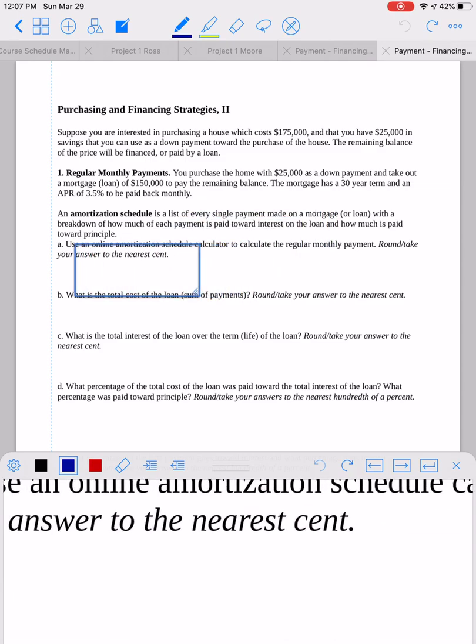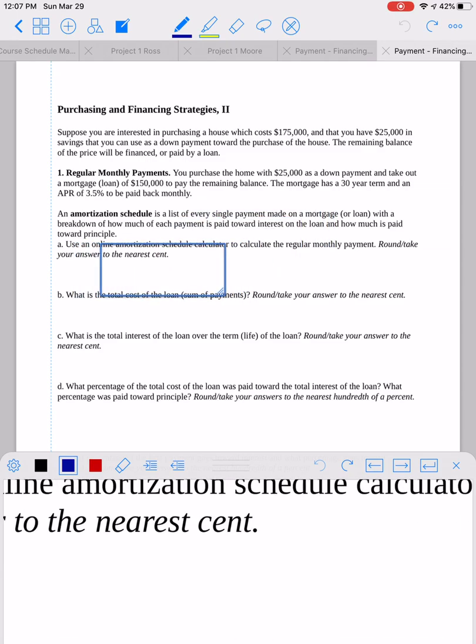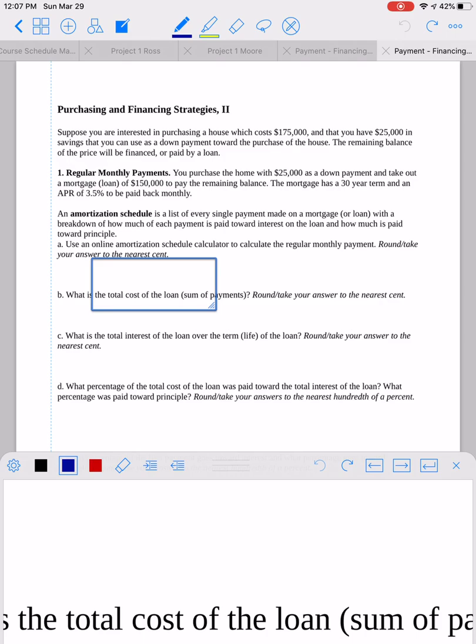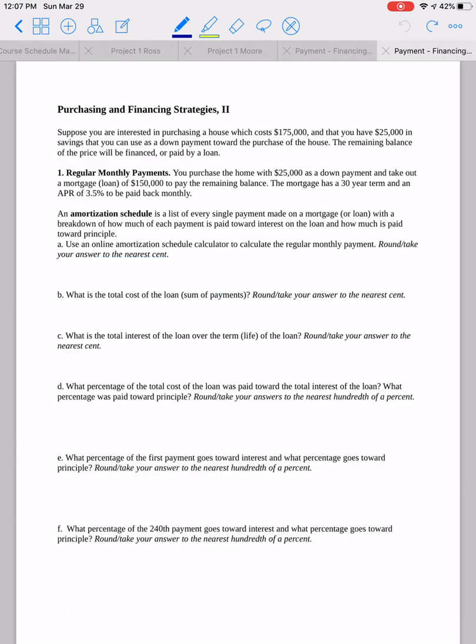Okay, so to get started, Part A asks us to use an online amortization schedule to calculate the regular monthly payment and round or take your answer to the nearest cent. So always follow the instructions for what our answer format is, especially in the WebAssign quizzes. So let's have a look at an amortization schedule online.